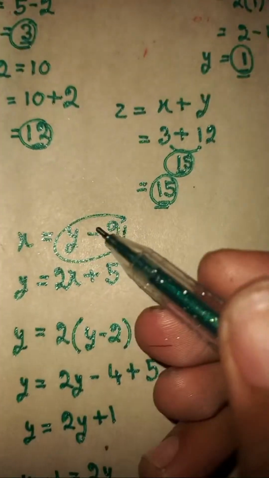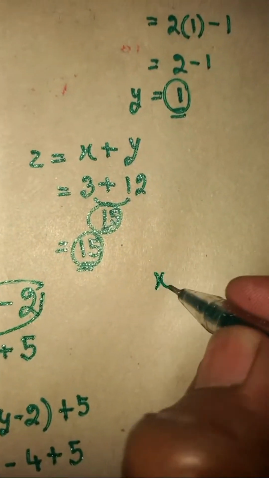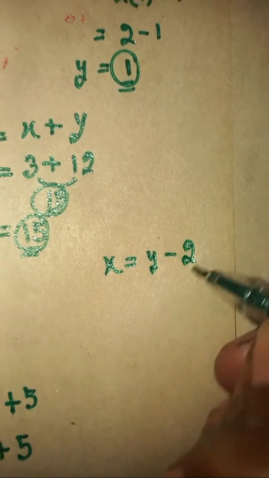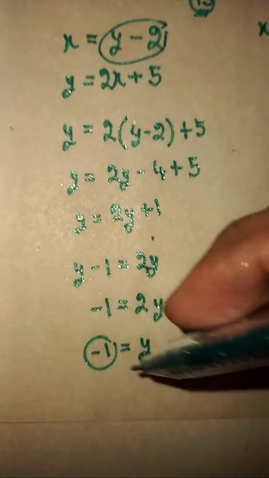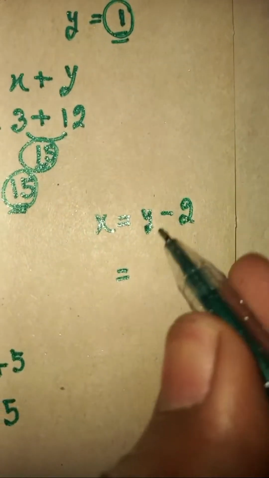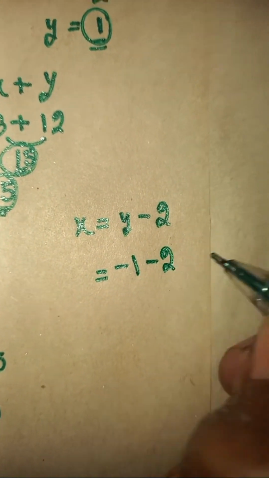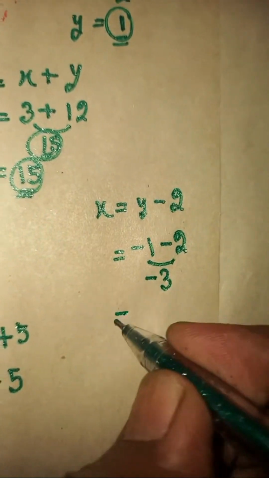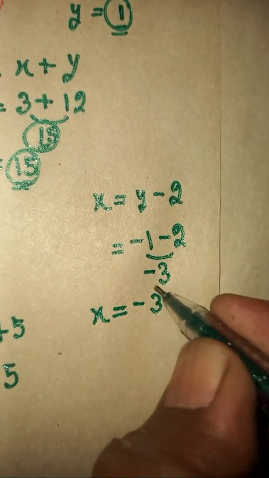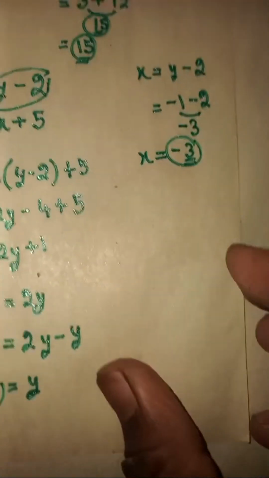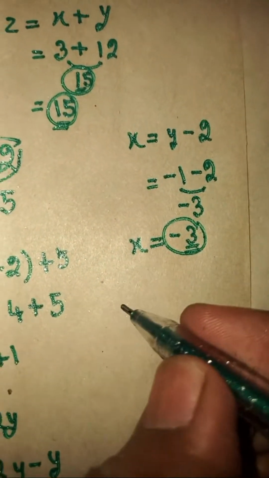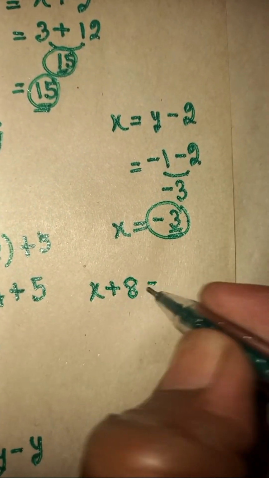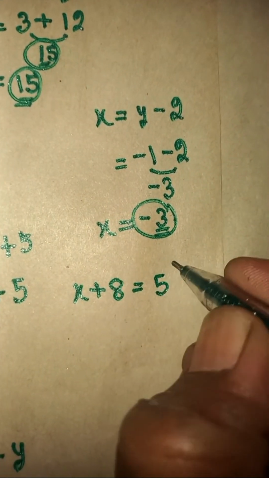Let's find out x value. X equal to y minus 2, and you're going to get y value as minus 1, so it is minus 1 minus 2. Minus 1 minus 2, when you add, you're going to get it as minus 3. So x value is minus 3. Let's simplify a simple equation, that is x plus 8 equal to 5 square.